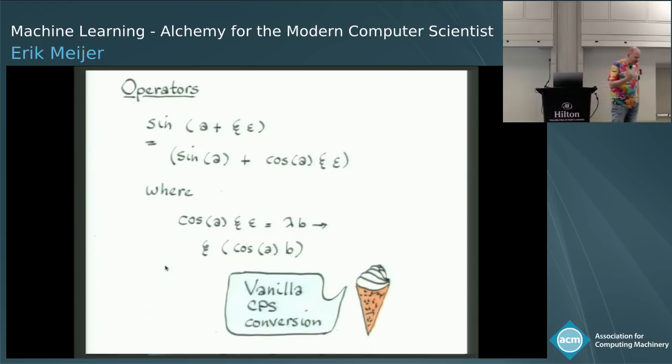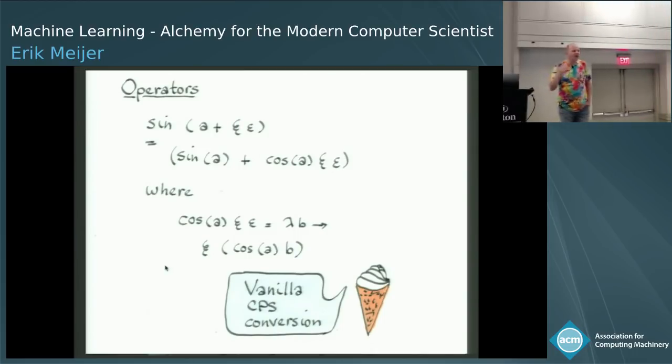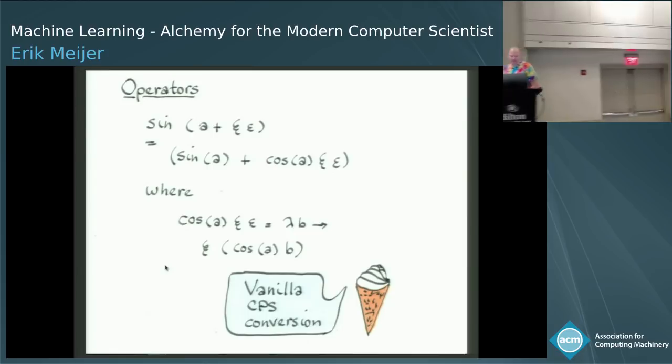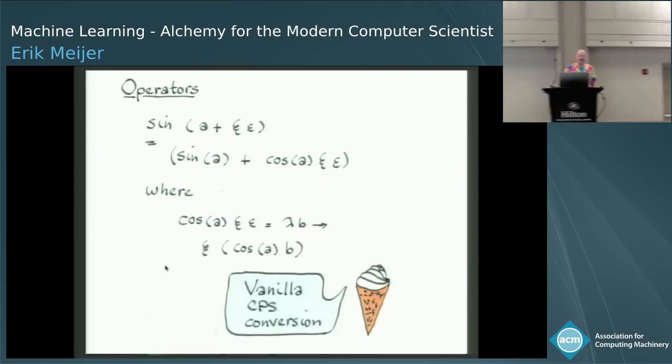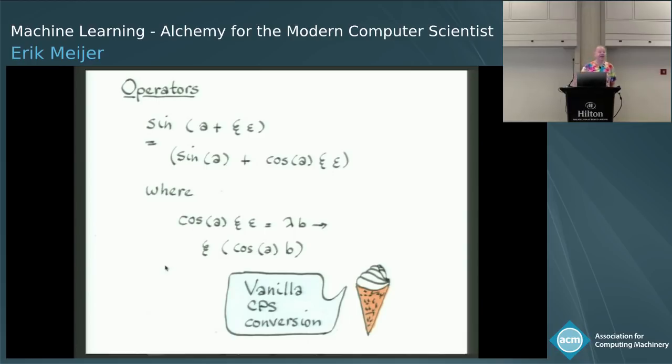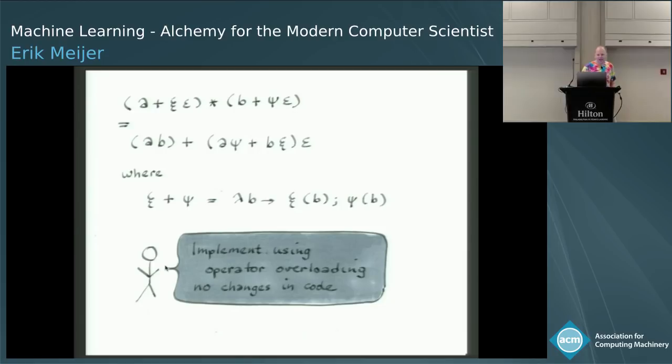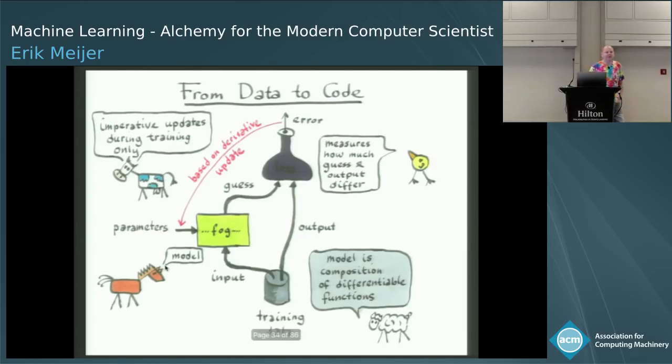All right? So this is really just vanilla CPS conversion on these dual numbers. And there's a whole bunch of papers, I have a couple of references later that show you how to do this. But this has been reinvented several times. Okay, and here's multiplication. So you can do this all using operator overloading.